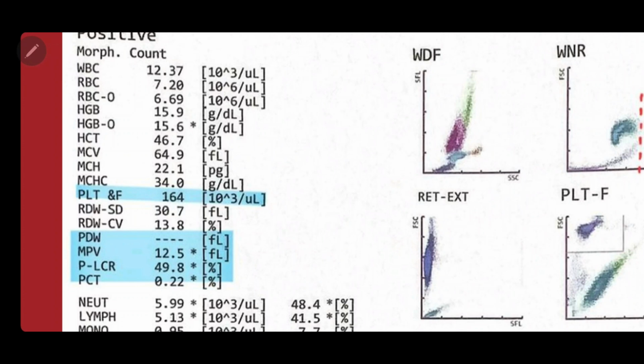For RDW, we typically look at the CV more than the SD. The CV should not exceed 16%. If it exceeds 16%, it indicates increased variation in red blood cell size. If it exceeds 18%, there's a risk of shock or other dangers. Regarding platelet distribution, as mentioned, the graph appears relatively flat, making it difficult to measure platelet distribution.